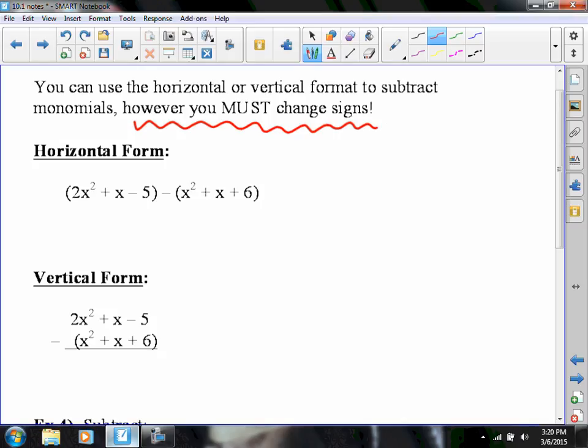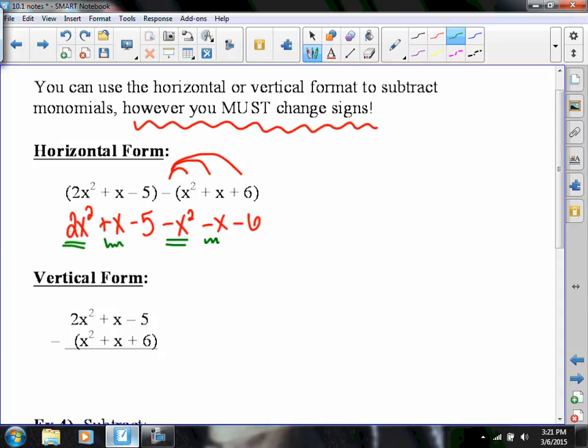Okay? So usually what I tell students to do is if you're going to use the horizontal form, here we're subtracting, we have our trinomial and then we're subtracting another trinomial. Draw in those little rainbows again and rewrite this expression so that you have changed all the signs. Rewrite it -x squared minus x minus 6. Then you can find your like terms, 2x squared minus 1x squared. And I have an x and an x. And then I also have my numbers.